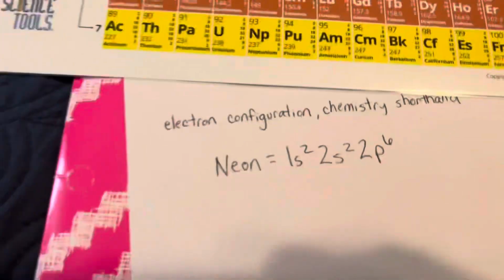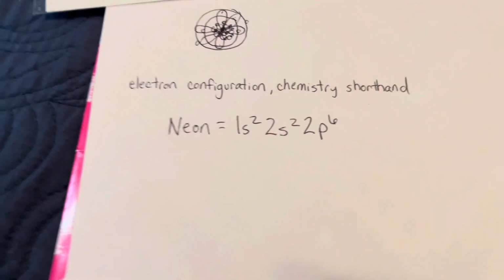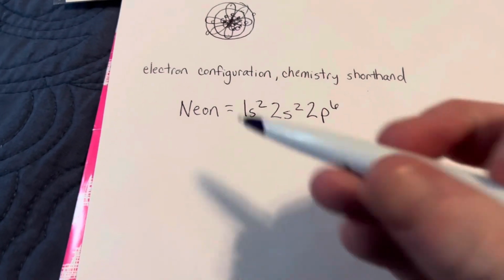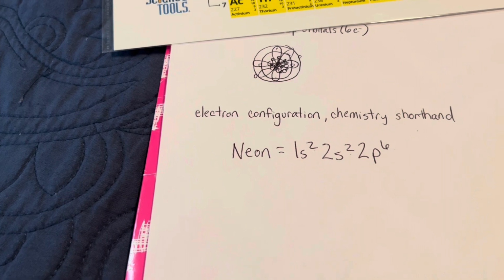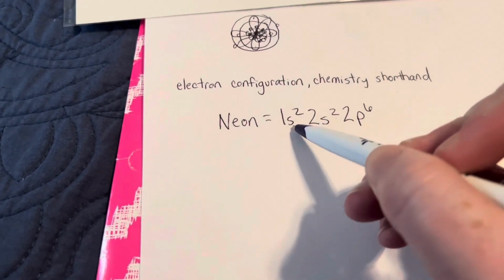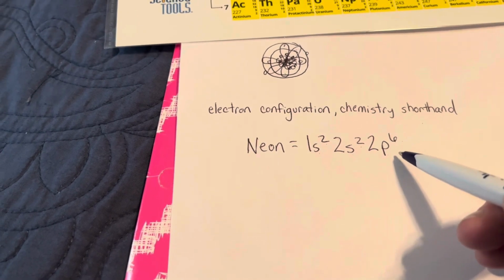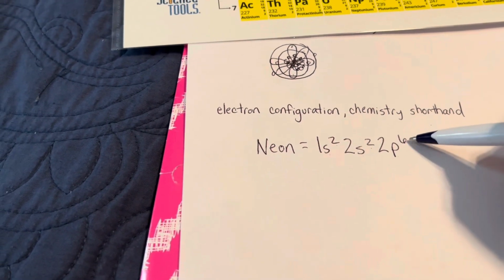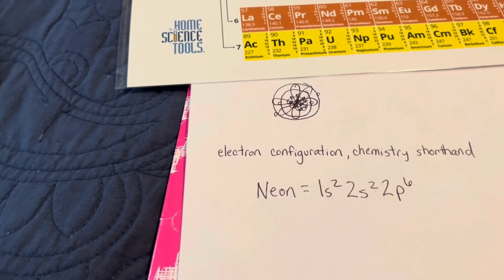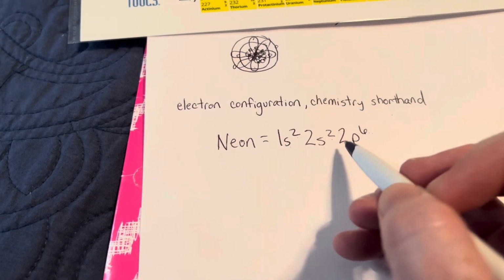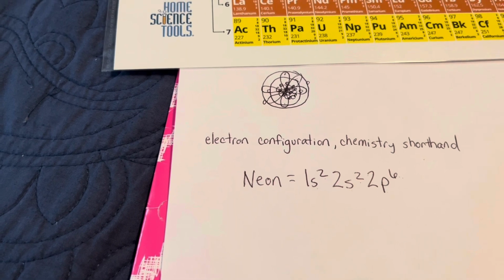So this is the electron configuration for neon, and you can double check it by making sure that it's the right number of electrons. 2 plus 2 plus 6 is 10, and that's correct. The letters right here, your S and your P, represent the orbitals that the electrons are in. The numbers up here represent how many electrons are in each orbital. And the 1 and the 2 give you the energy level. Hopefully that makes sense to you.